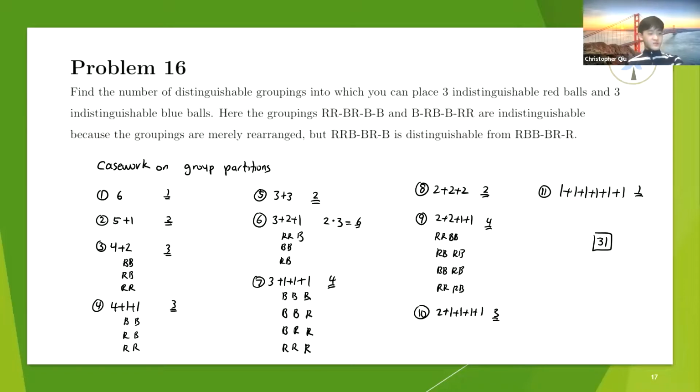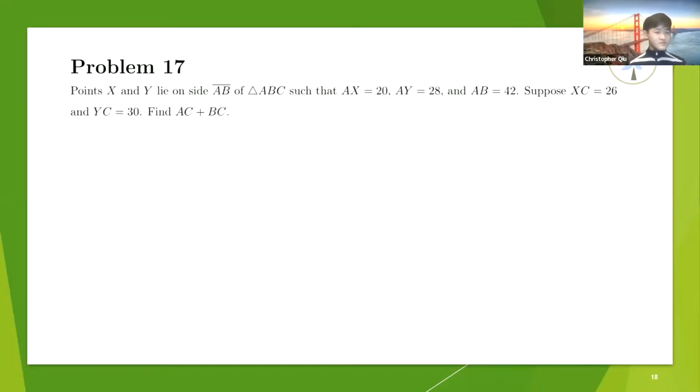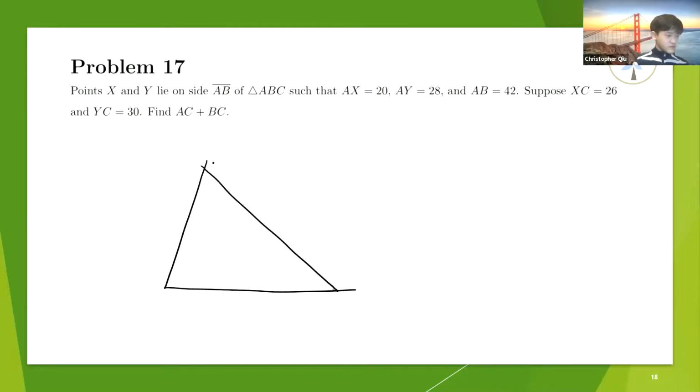All right, let's move on to problem 17. So 17 is a geometry problem. So we have a triangle. Okay, so we have this triangle. Let's actually put C on top so it's easier to draw.